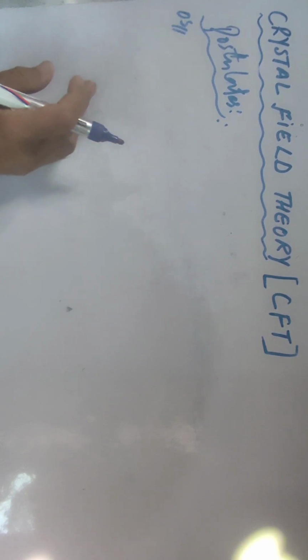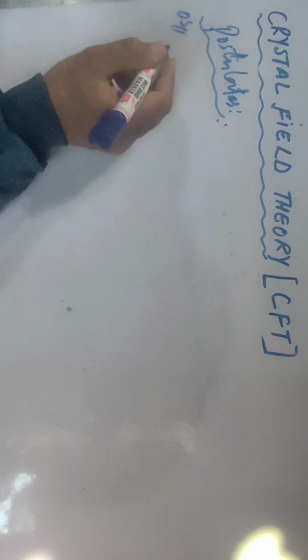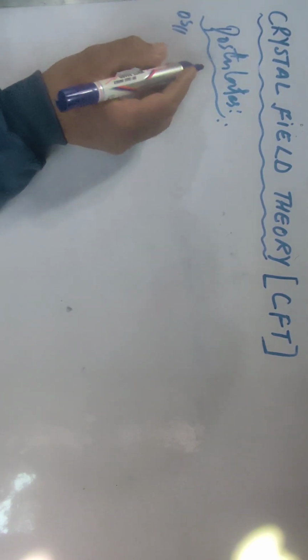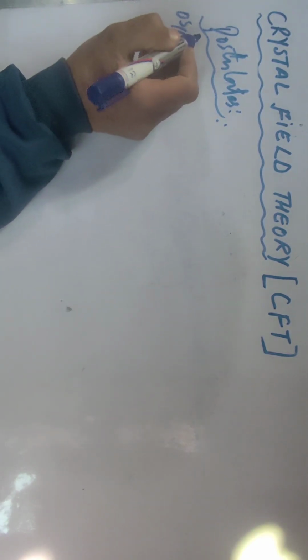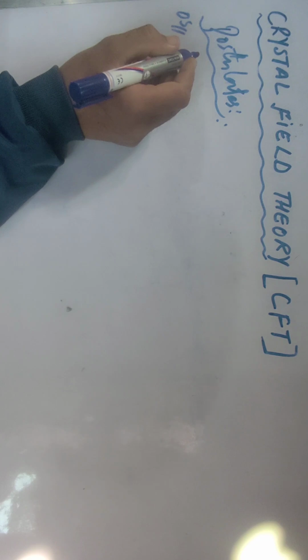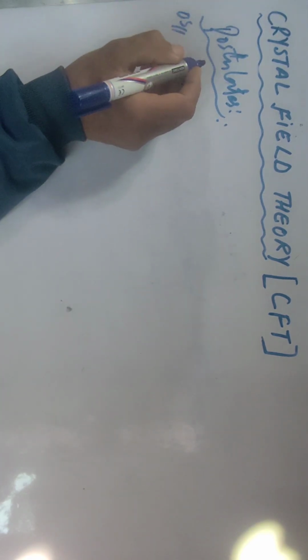Now the fifth postulate, that is regarding this splitting of the orbital. Because of the repulsion between the metal d electrons and the lone pairs or the negative charge of the ligands, the d orbitals actually split into two sets of orbitals. The d orbitals are actually degenerate in energy, that means all the d orbitals have the same energy, but because of this repulsive force by the ligands, this degeneracy is removed and they are split into two sets of orbitals.